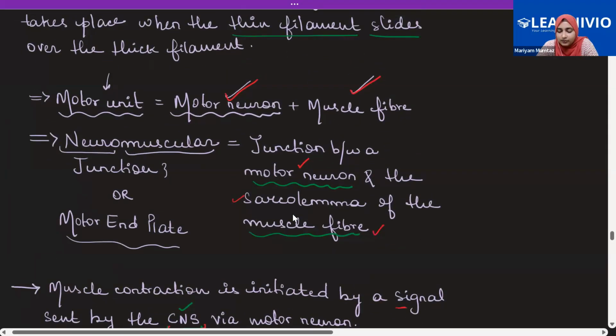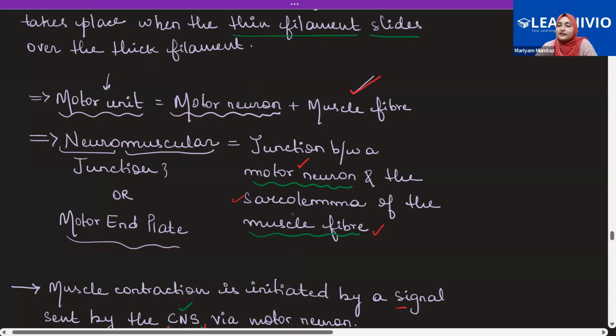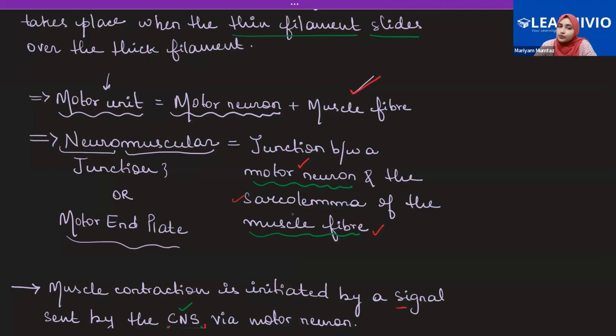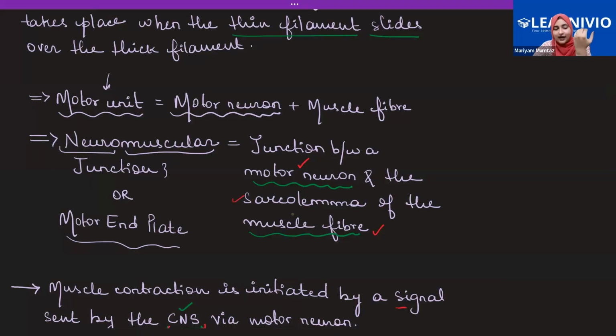Here you have to study some more words like motor unit. What is a motor unit? You people remember there are different types of neurons: sensory neuron, motor neuron, association neuron. So those motor neurons and the muscle fibers together make up the motor unit. Meaning, the neuron that comes from the brain and the fiber of our muscle make up a motor unit.